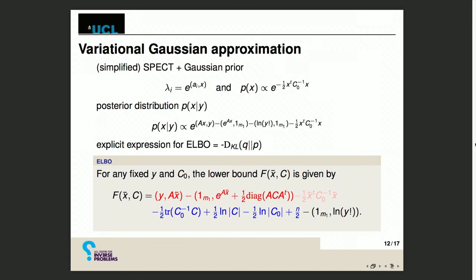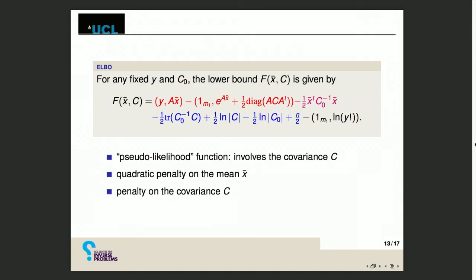This is one of the rare examples where we can actually work out the functional we are working with. So it's quite instructive to have a closer look at this functional. If we check the first few terms in red, this is something like the likelihood function we had for the MAP estimate. But there's a small twist: it also involves a covariance. And this covariance arises because we are looking for a Gaussian approximation.